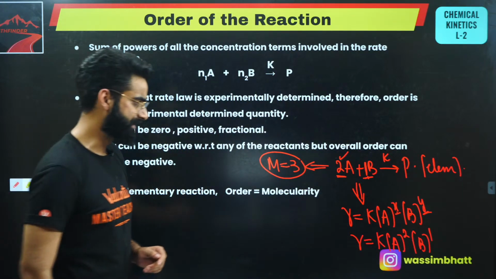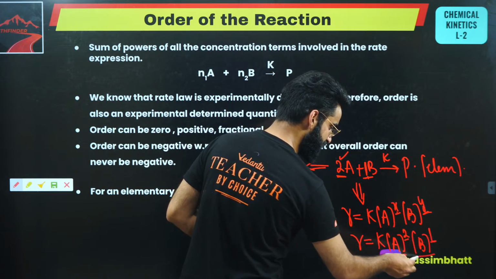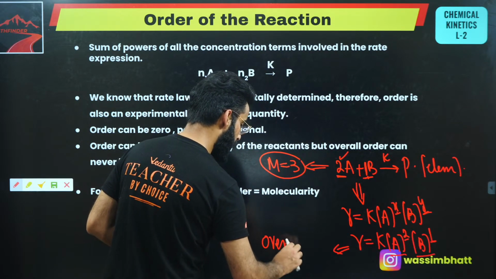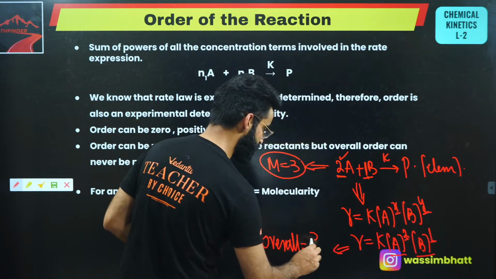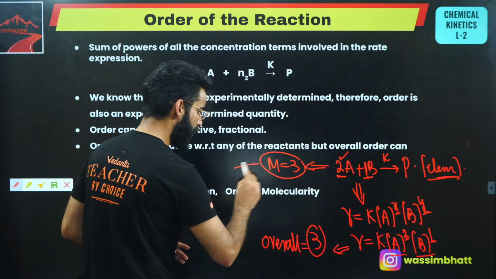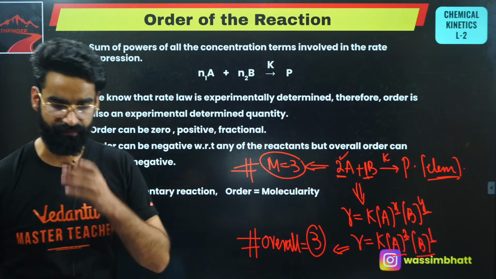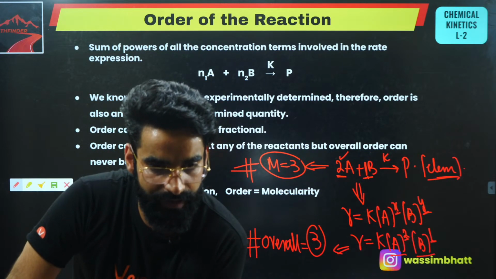This 2 is the order of reaction with respect to A, and 1 is the order of reaction with respect to B. So what is the overall order of the reaction? Overall order is X plus Y, 2 plus 1, which comes out to be 3. So I can say for the elementary reaction, order is equal to its molecularity. Order of an elementary reaction is always equal to its molecularity.